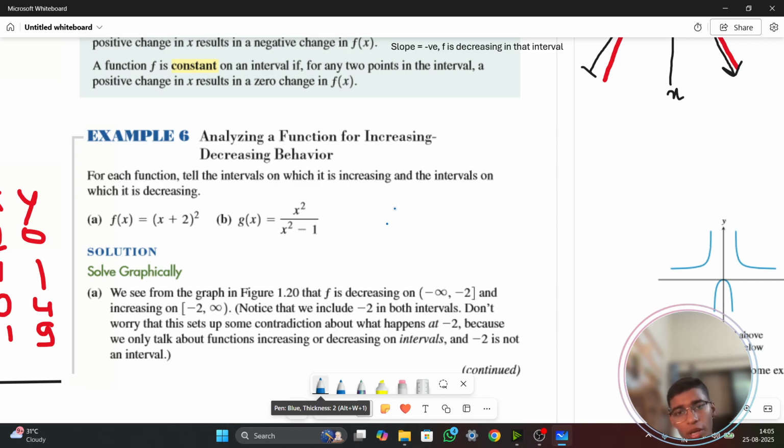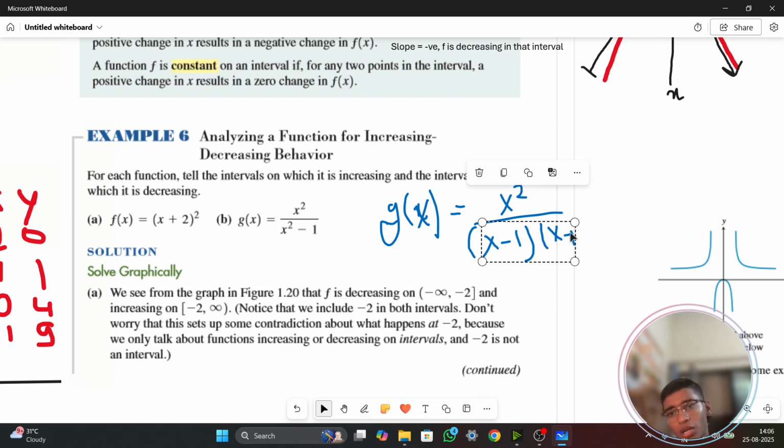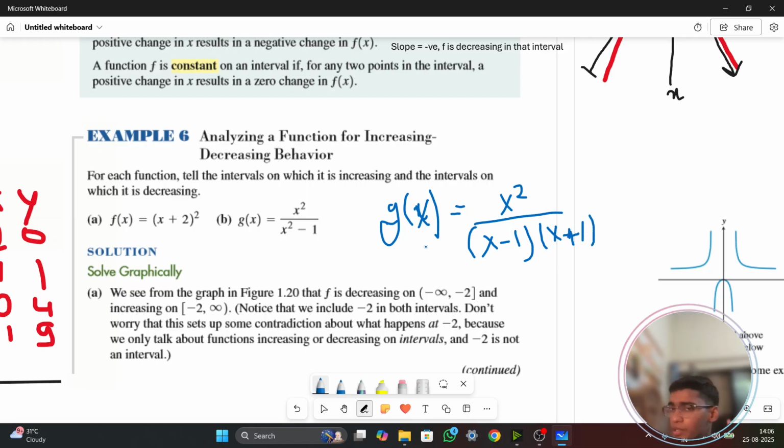My g x is equal to x square divided by x square minus 1. Now it is in the form of a square minus b square. So I'll break it into simplest form, that is x minus 1 and x plus 1, because a square minus b square is equal to a plus b times a minus b. Here my b is 1 actually, so plus 1, this is done.